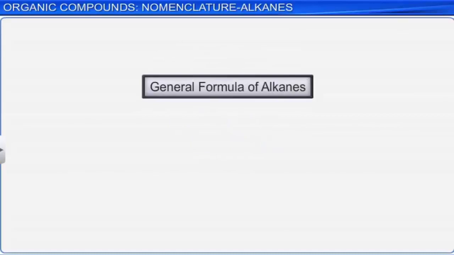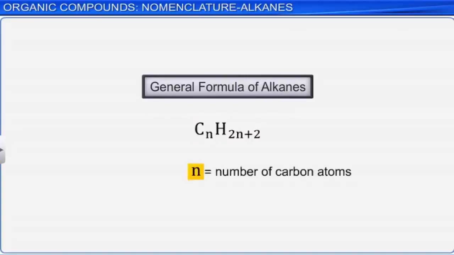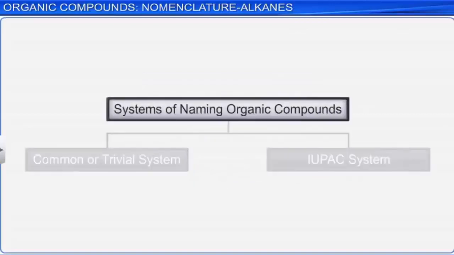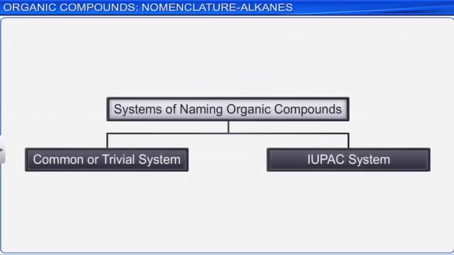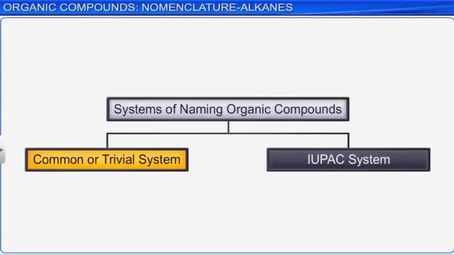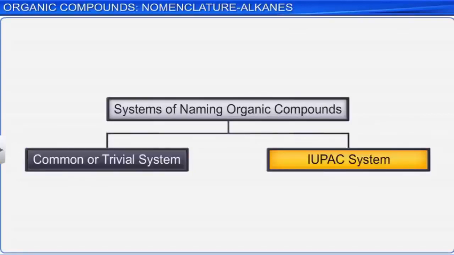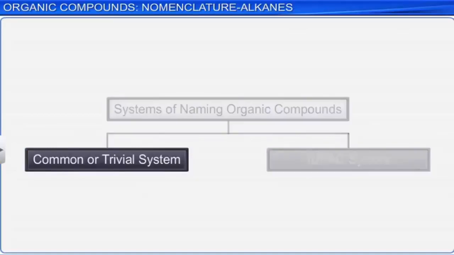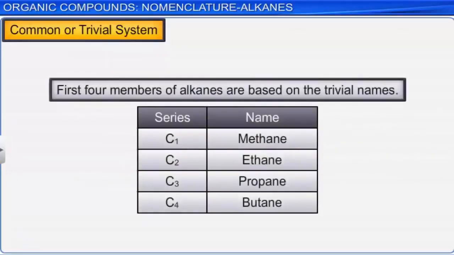The general formula for alkanes is CnH2n+2, where n indicates the number of carbon atoms. We know that there are two systems for naming organic compounds, the common or trivial system and the IUPAC system. The names of the first four members of alkanes are based on the trivial names. They are methane, ethane, propane and butane.